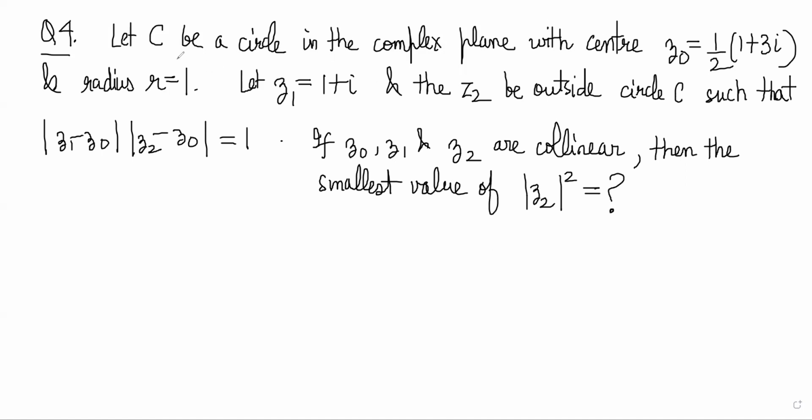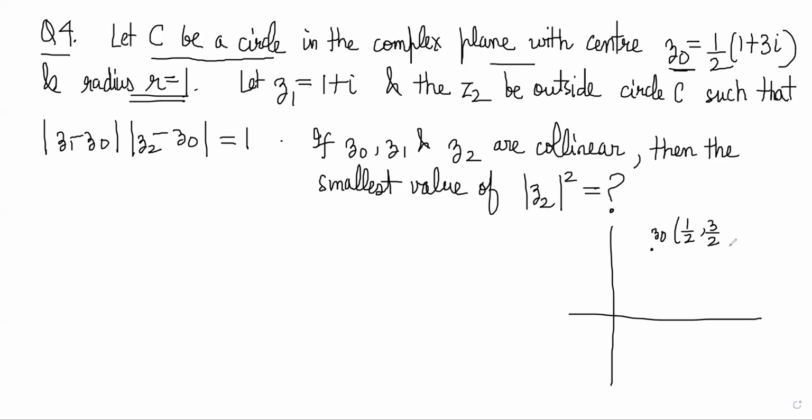The circle C is a circle in the complex plane. Center is given, radius is given, right? So the center is what? Z0. Z0 is somewhere here, half comma 3/2. I hope everyone understands that a complex number can be represented as a point in the complex plane, right? So this is the center of the circle, radius is 1. So I can draw a circle here. It will be something like this. This is my circle C.